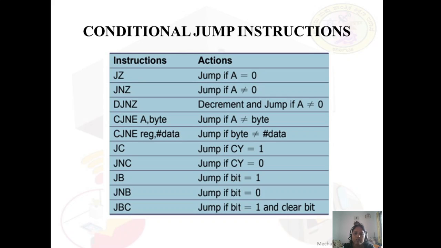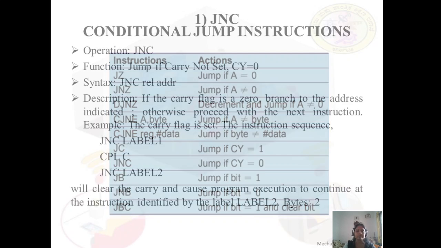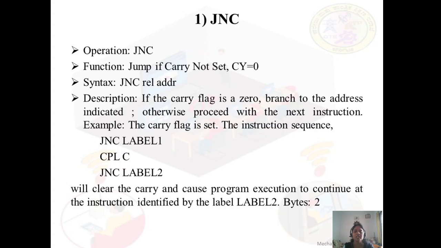JC, jump if carry is equal to 1. JNC is jump if carry is equal to 0. JB, jump if bit equals 1. Next, JNB, jump if bit equals 0. Next is JBC, jump if bit is equal to 1 and clear the bit. These are all the different conditional jump instructions. Now we will study them one by one. Now the first one is JNC. What is JNC? Jump if carry not set.